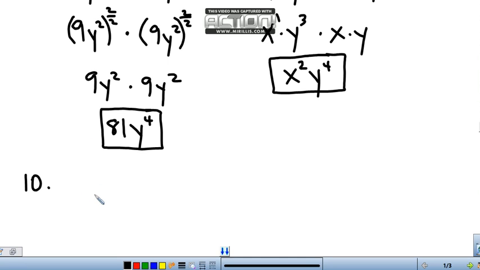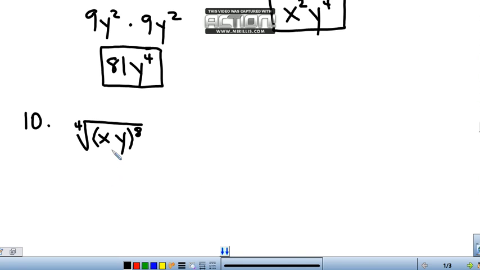Number 10. Okay, so we have the 4th root of x, y to the 8th power. Alright, so what I'm going to do here is I could distribute my 8 inside and then take the 4th root of each one, but I think what I'd rather do is go ahead and rewrite this as a rational exponent. So let's go ahead and bring down our x, y, and then this 8 is your numerator and this 4 is your denominator for your exponent.